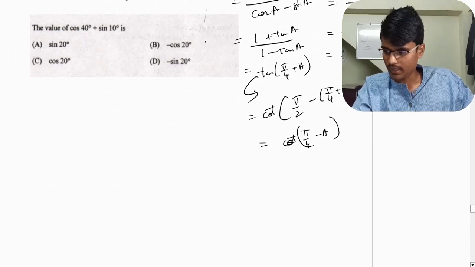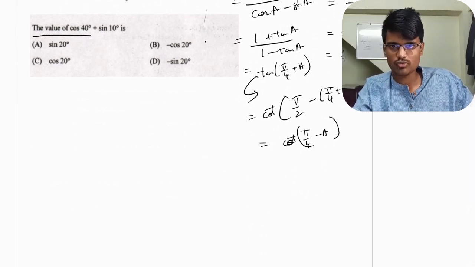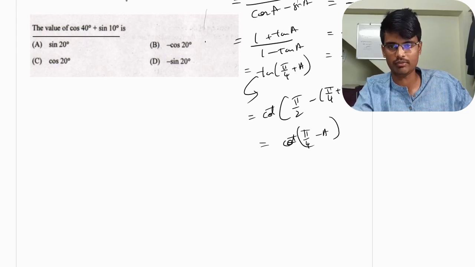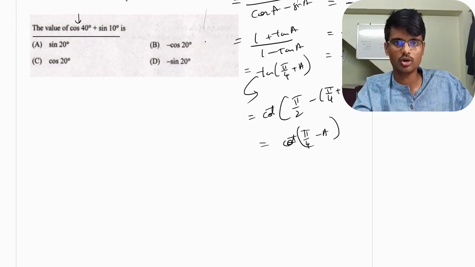Again, an interesting question. The value of cos 40 plus sine 10 is... Okay. We know the transformation formulas that we have discussed. They can be applied when both the trigonometric functions are the same. So we need to convert either of them. Either we can make both of them cos or both of them sine. Let me just erase this.